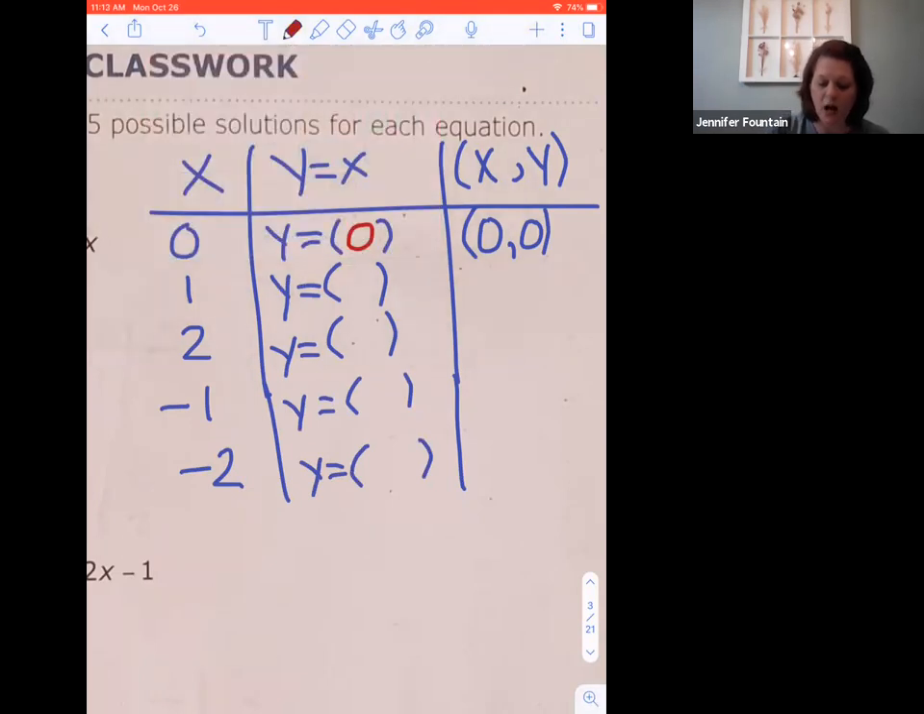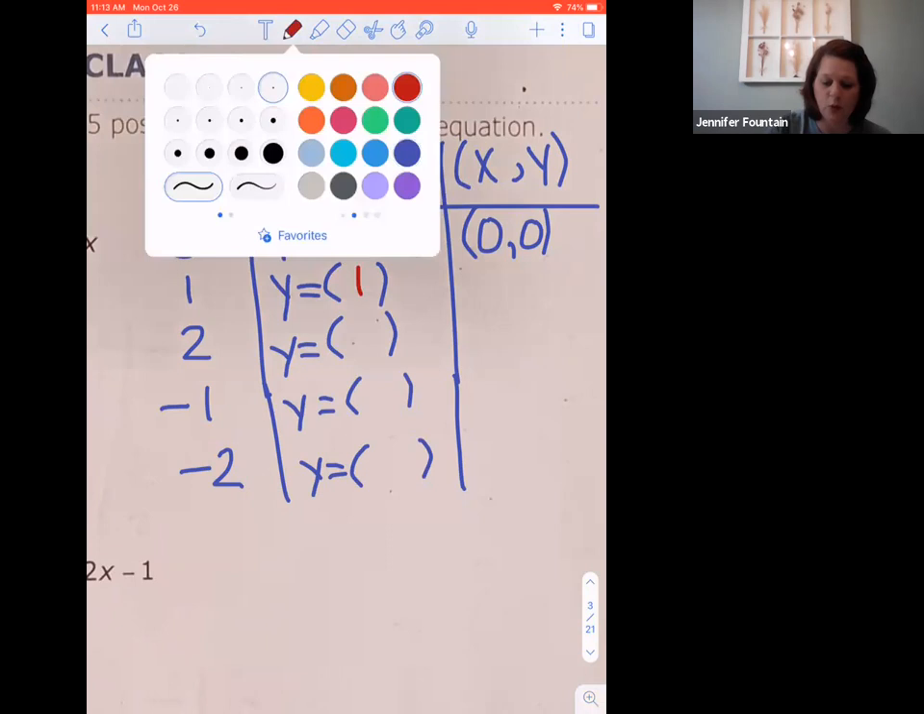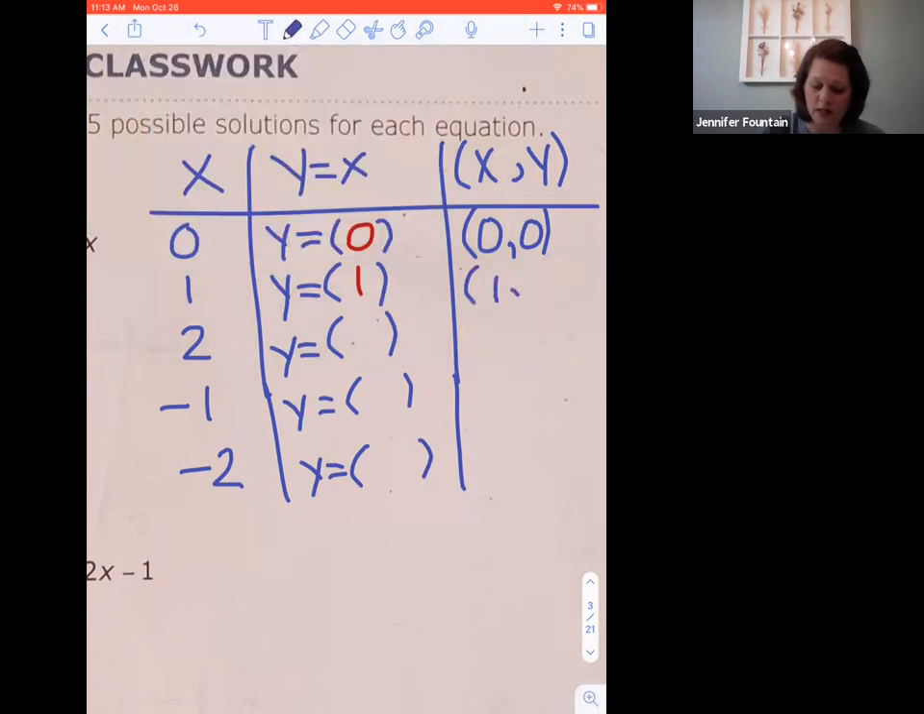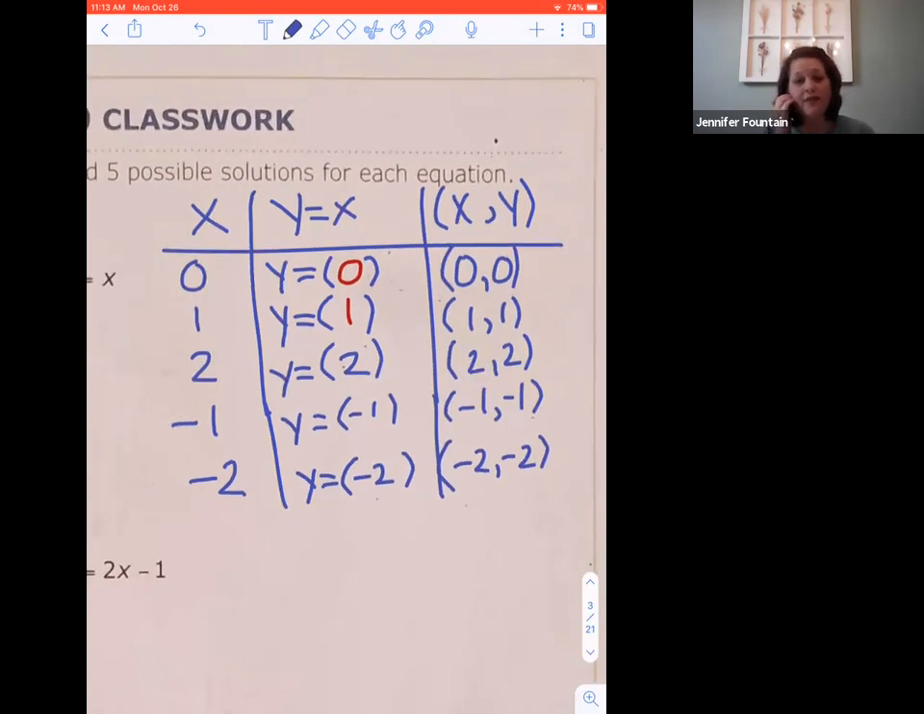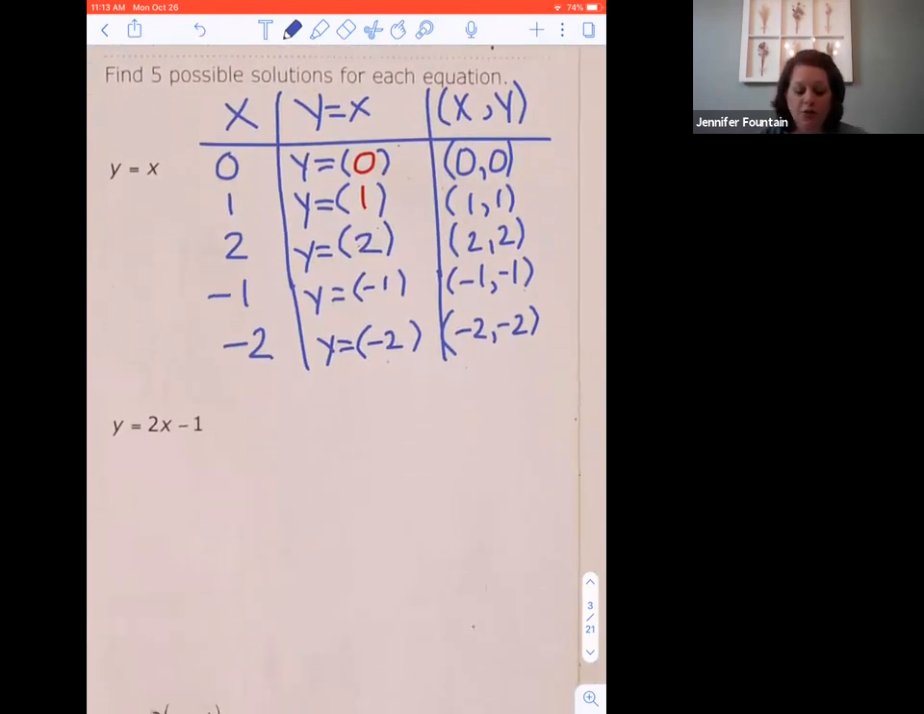Okay, so on this one, y equals 1. So my ordered pair will be 1, 1. Y equals 2. So my ordered pair will be 2, 2. Y equals -1, so -1, -1. Y equals -2. So I've got -2, -2. So if y equals the same thing as x, then my x and y values of my ordered pair are going to be identical. Any questions about that? All right, the next one we do have a calculation for.